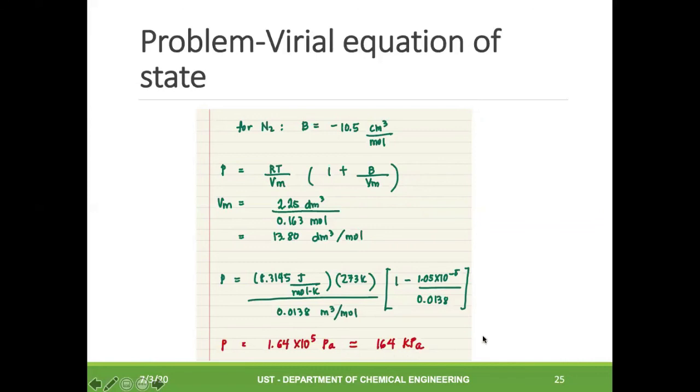So in the second part of the lecture on real gases, we will be discussing the other equations of state, like the van der Waals equation.